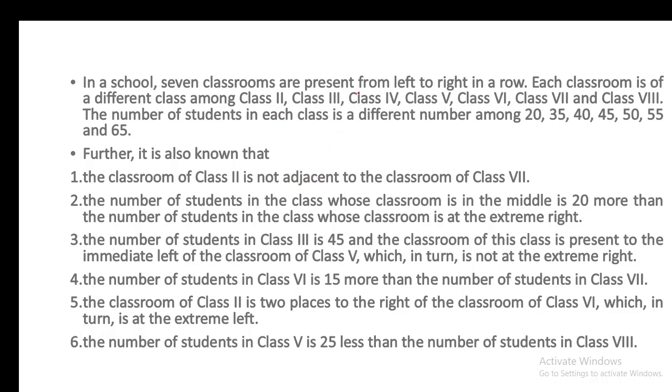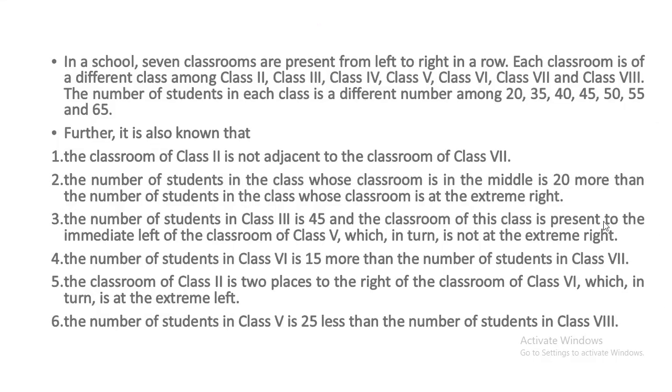So there are 3 parameters involved. First is the classroom, that is class 2, class 3 till class 8, the classrooms of this class. Then the number of students from 20 till 65, so 7 different combinations, and the order in which the classrooms are present. So, the next thing is to represent each of these parameters in a structure. That structure is kind of a table, consisting of rows and columns, and we need to represent all these 3 parameters across the rows or across the columns.